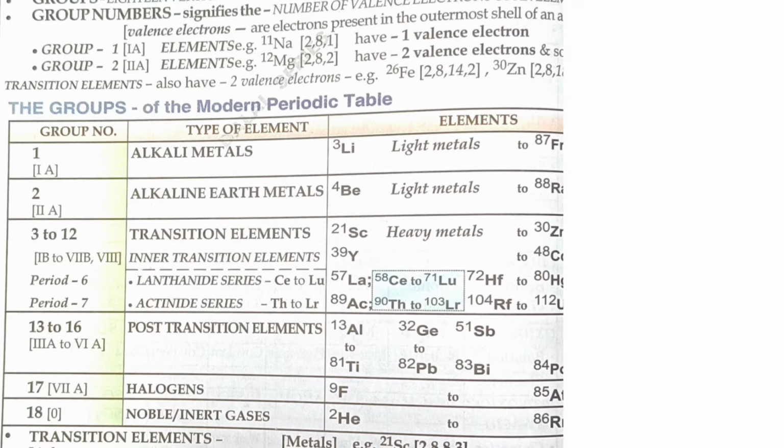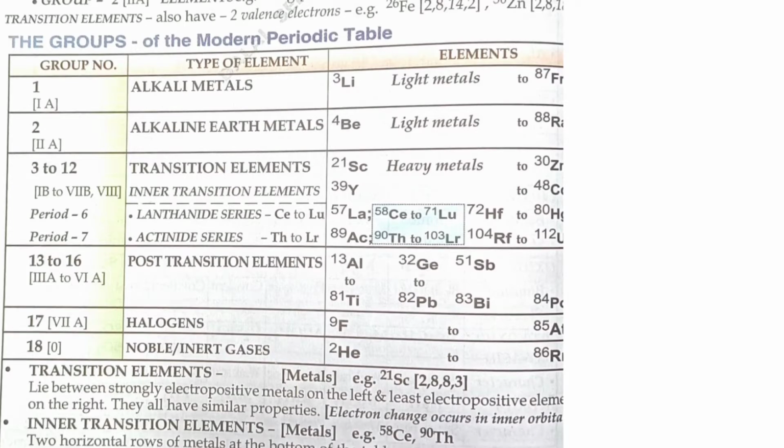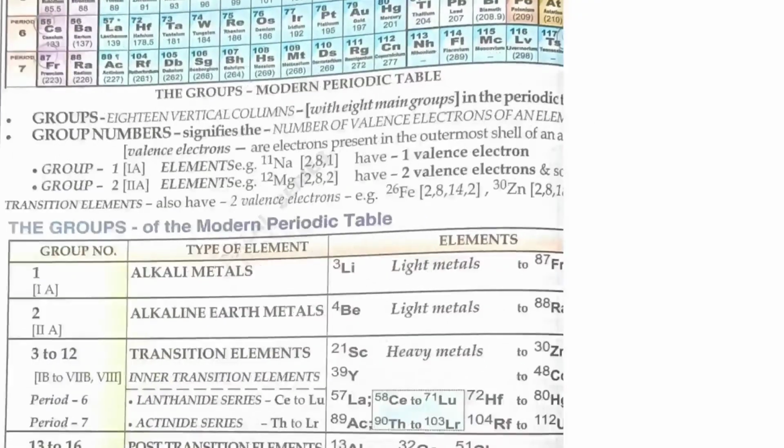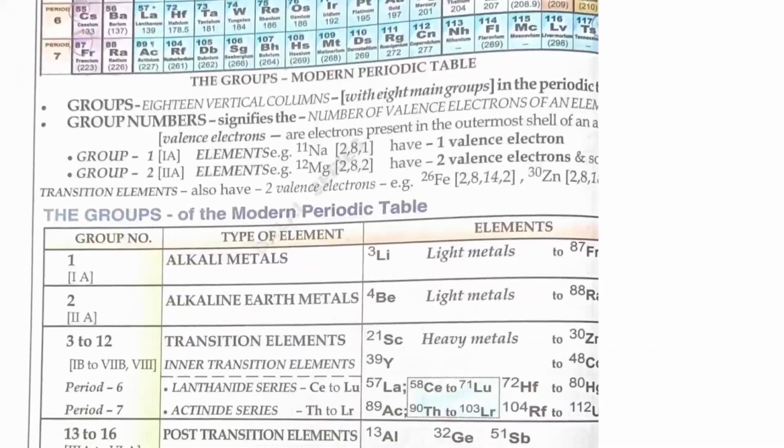Alkaline earth metals are the group 2 elements. So why are group 2 elements known as alkaline earth metals? Alkaline because they also form basic oxides, and earth metals because they are predominantly found in the earth's crust. So in combination we can write alkaline earth metals. They form basic oxides, also they are found in the earth's crust, and therefore they are known as alkaline earth metals. From beryllium to radium: beryllium, magnesium, calcium, strontium, barium, and radium.